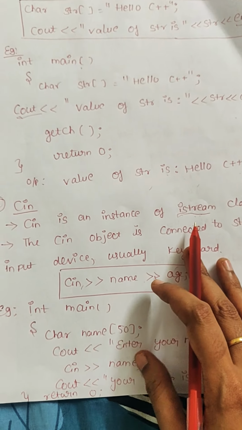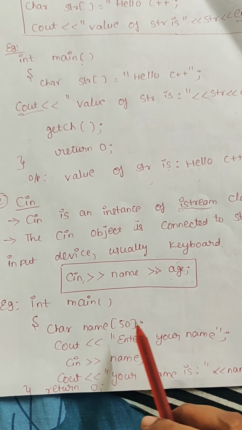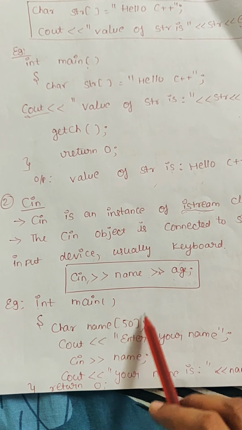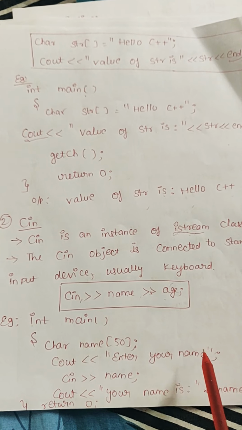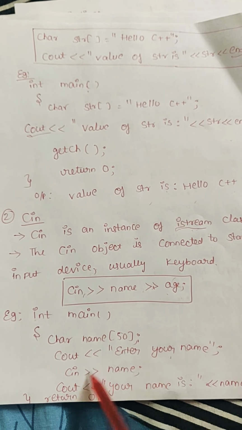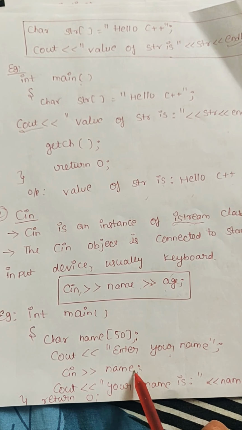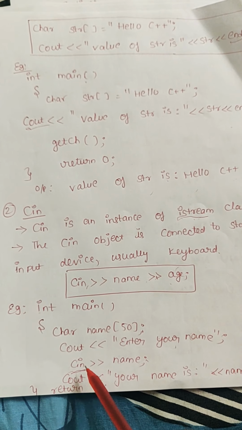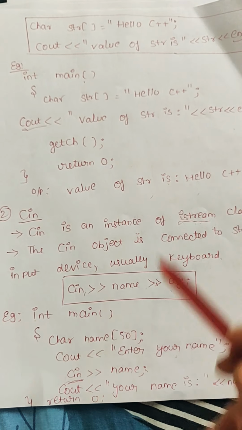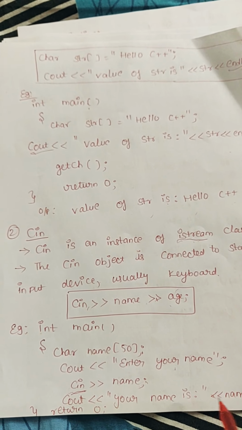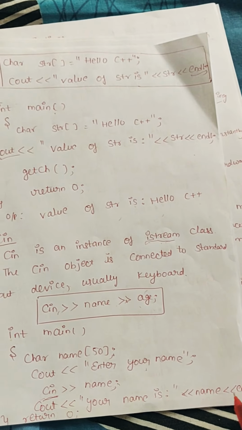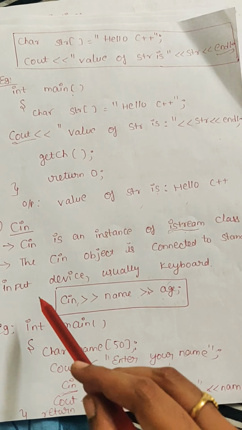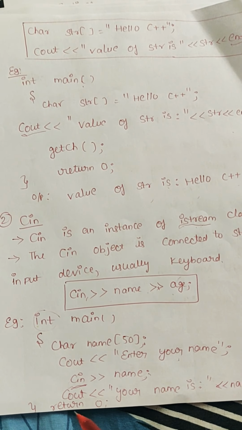So let me take the program. See, int main, char name of 50. I am giving this character string about 50 characters. Next, cout, "enter your name". This is the output statement. cin name. So here we have to enter our name using the keyboard, right? Here it is executed using the class istream. cout, "your name is", name, endl. That means it will end this line and go to the next line, return 0. Here I have int main, so that is why I am using return.